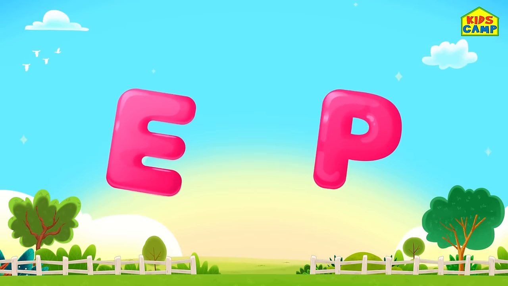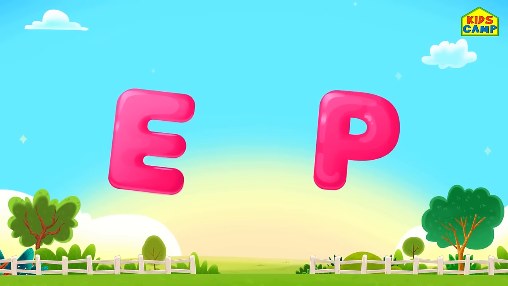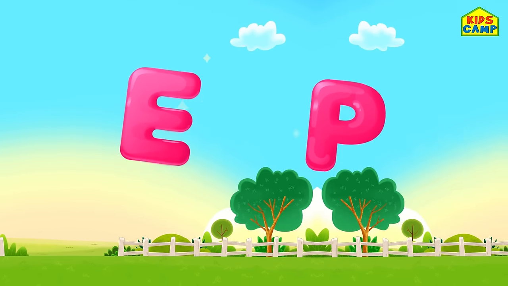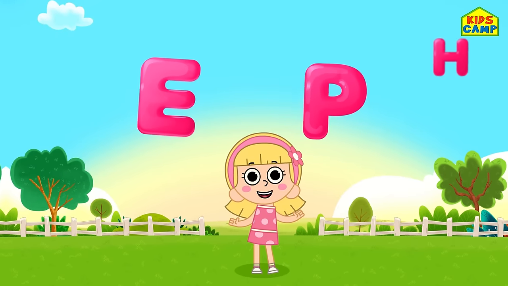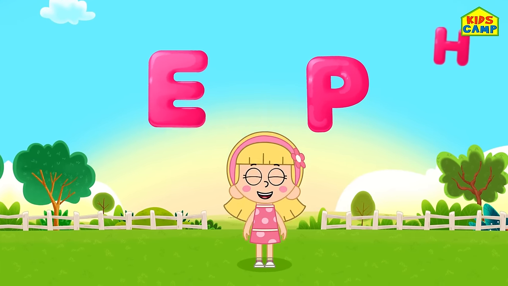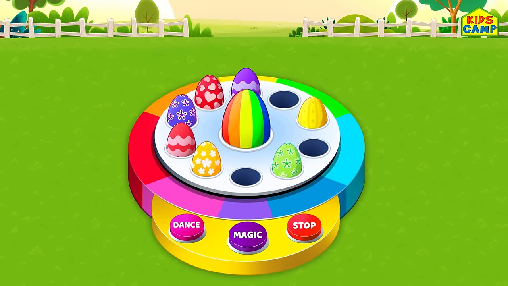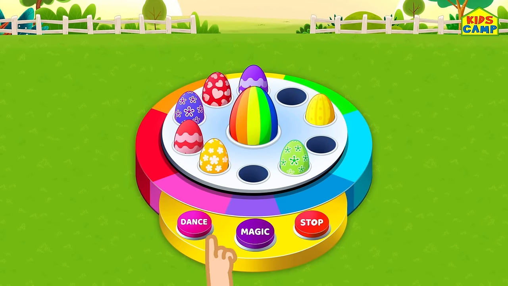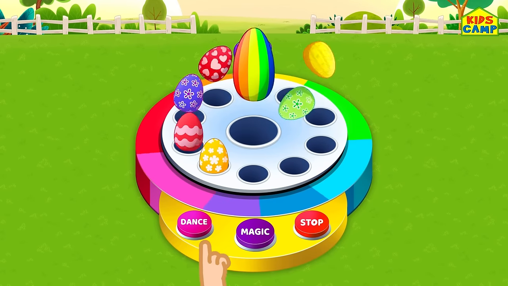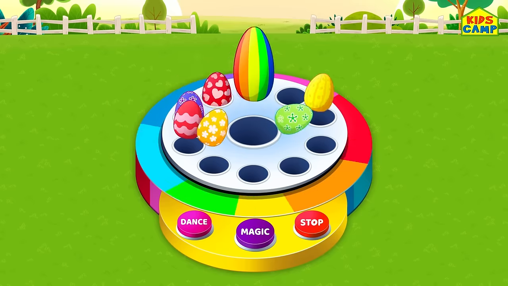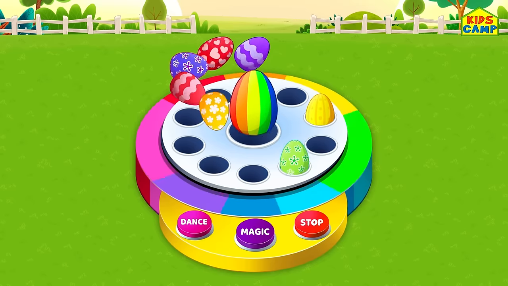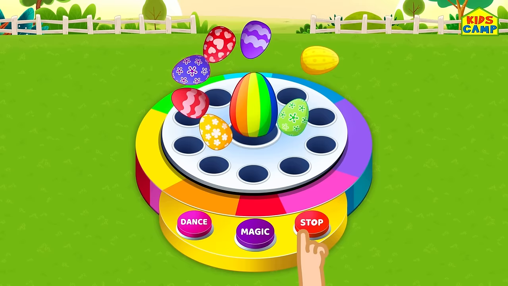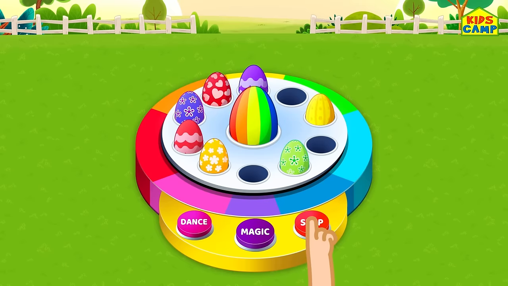Letter B. Maybe I have to use these to spell a word. Let us place them with the letter H. Let's keep going. Time to dance. Time for magic.